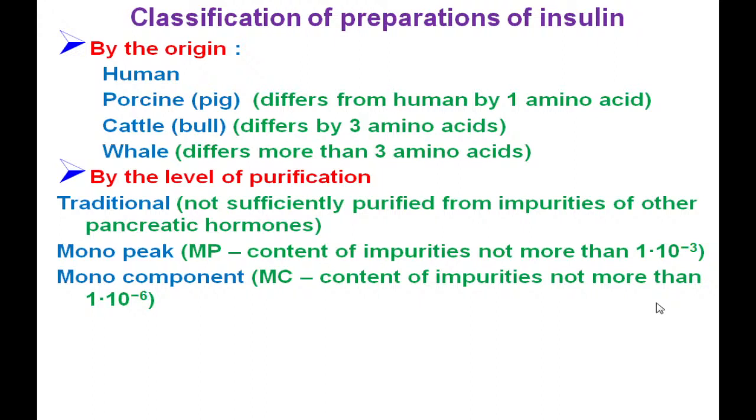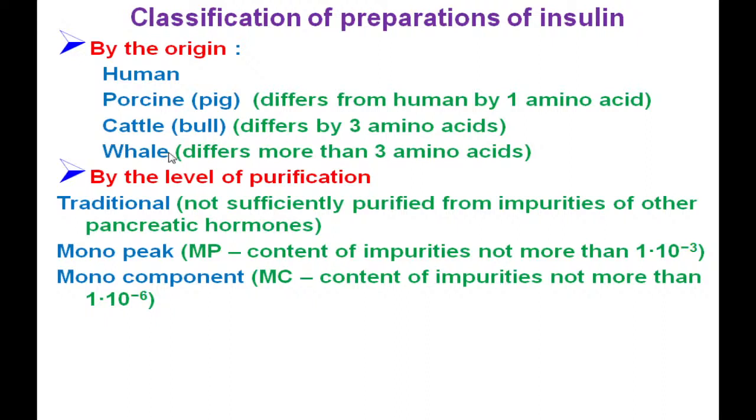So now we understand that type 1 diabetes mellitus requires insulin preparations. We started to use insulin preparations from the 30s of the last century. First of all, we obtained insulin from animals, and we used animal insulin. For example, porcine from pigs, cattle, or bull, whale.